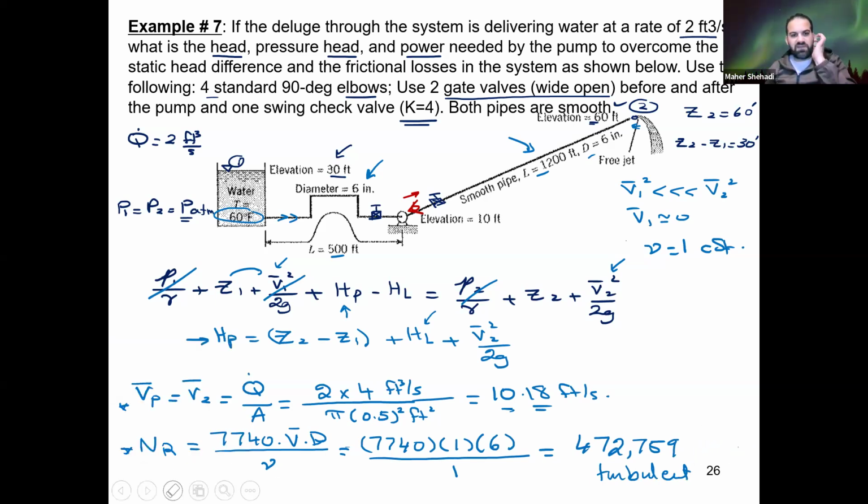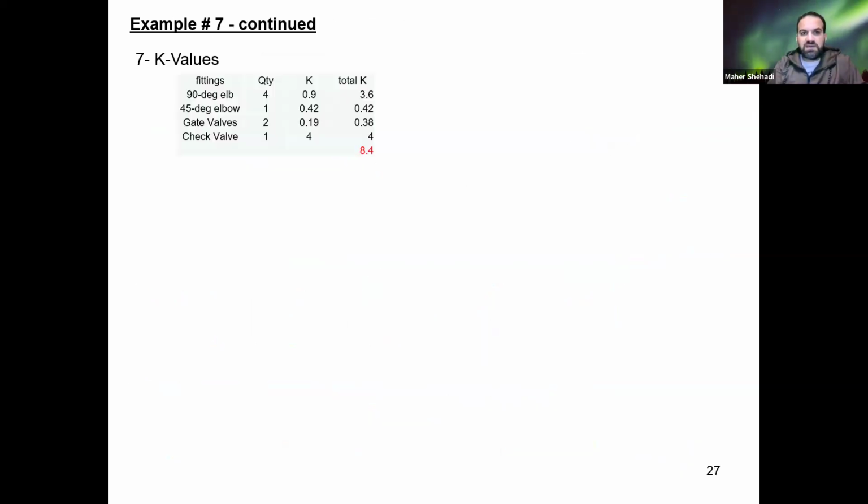First, it's above the 4,000 limit, so it is turbulent. Now, if I need to find F, then what we have in this course is the Blasius equation. That's if it's smooth, which I already said it is. It's given here. But the Reynolds number has to be less than 100,000. If it's above, then I'll need to use the Moody chart.